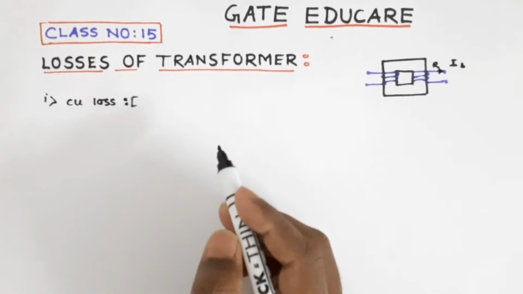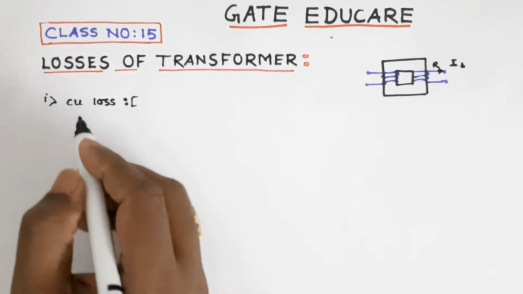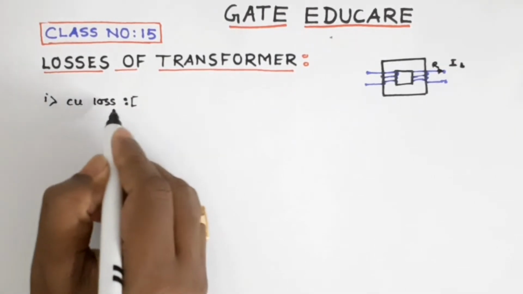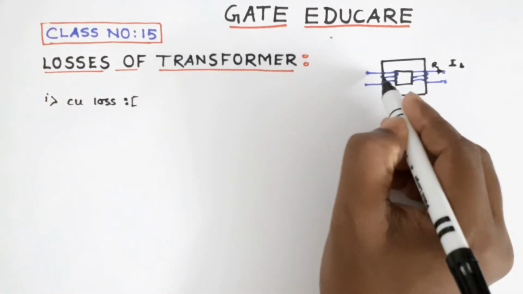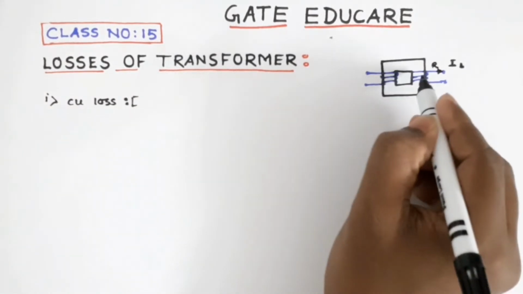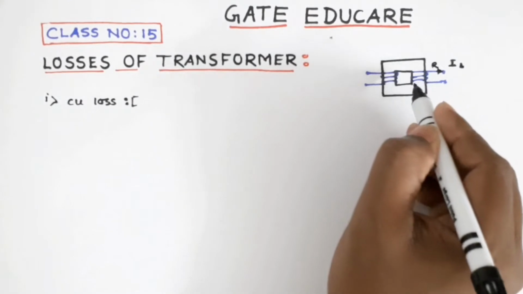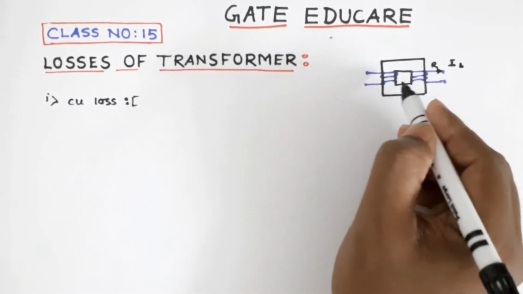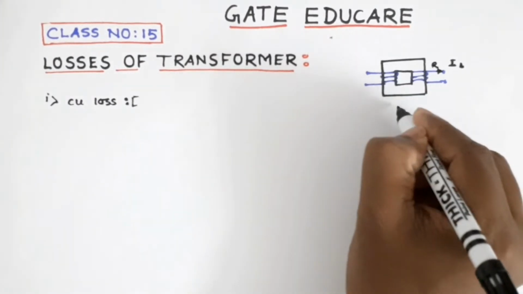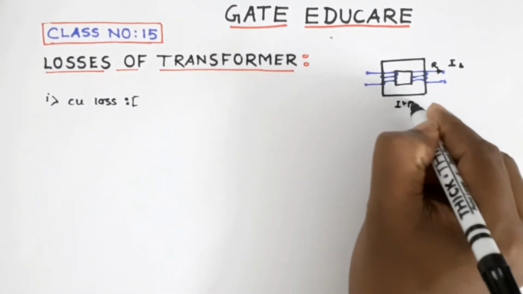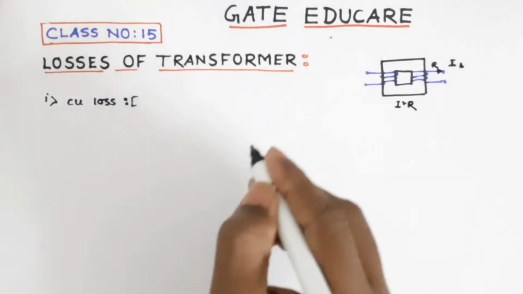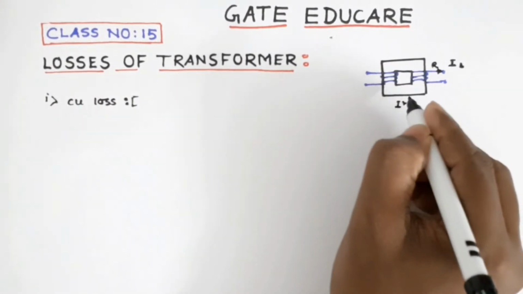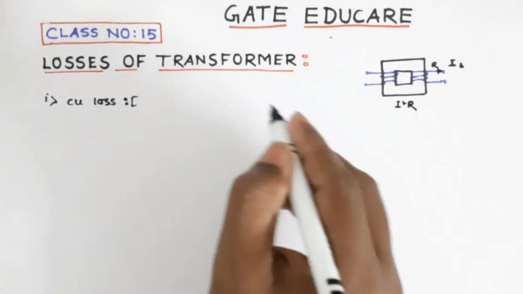Generally, there are four types of losses in transformer. Number one is copper loss. The primary winding has resistance and the secondary winding has resistance. Whenever the current passes through the winding, then there is an I square R loss in the transformer winding. This I square R loss is called the copper loss.